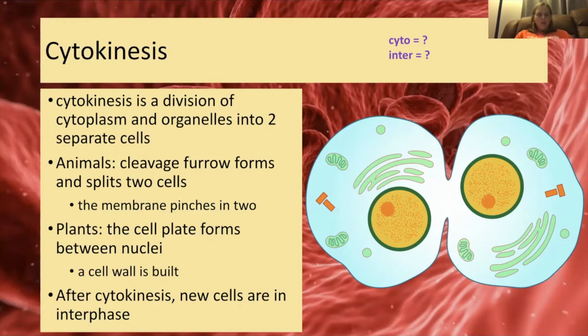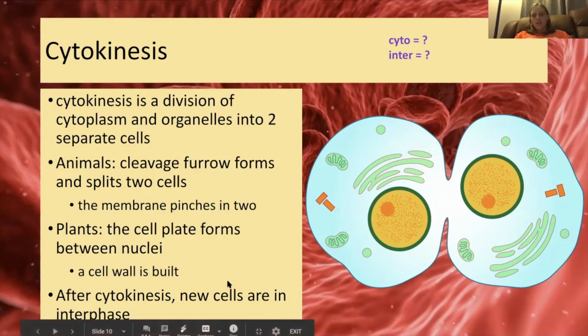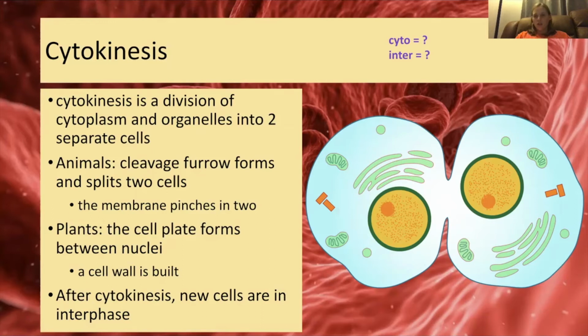Okay. Now, with plants, we're going to have a big rectangular cell. And so those cells are not going to be able to pinch apart, but they'll build a wall between one another. And so you end up with two cells that can grow separately from there. Now, after cytokinesis, our new cells are going to be in interphase. And from here, they will start the cell cycle all over again.